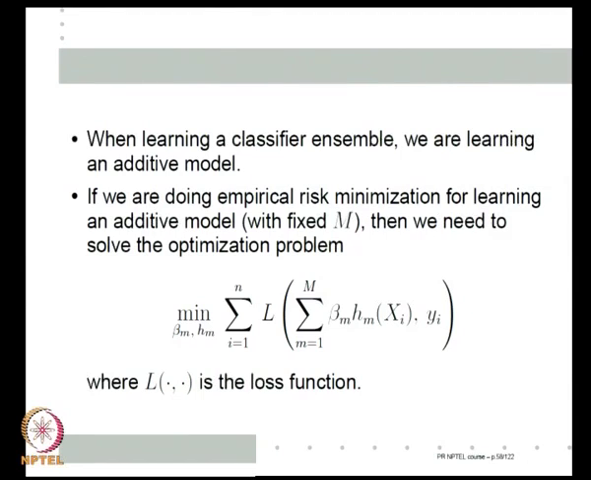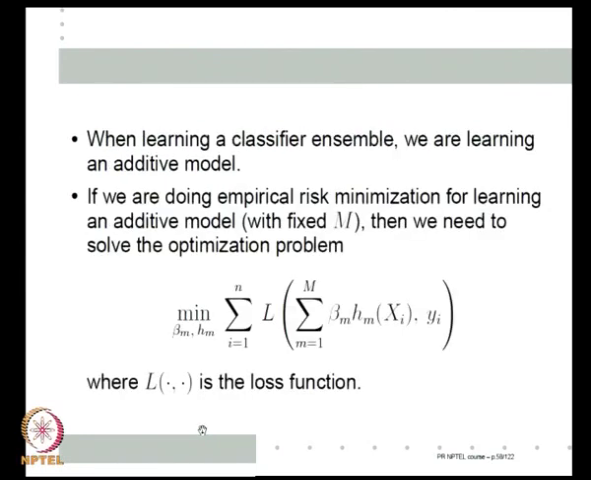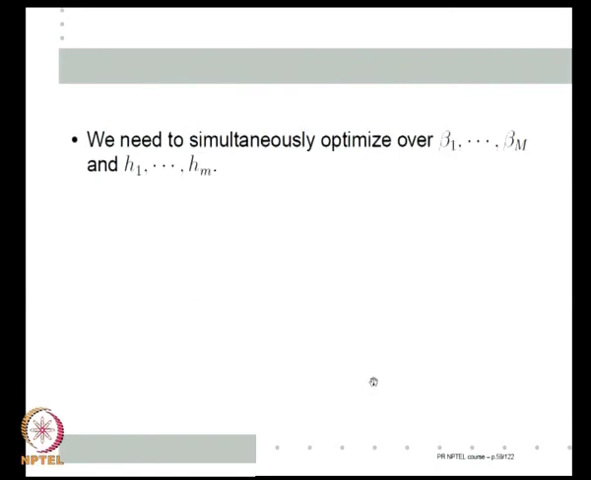In our particular case, L(h(x), y) is exponential of minus y h(x). So, it will be exponential of minus y_i into the sum. That will be the empirical risk with respect to exponential loss, and that is what we want to minimize. Of course, this minimization is over beta_m and h_m, m equal to 1 to capital M. We have to learn all of them: beta_1, beta_2, up to beta_M, and h_1, h_2, up to h_M. So, we have to simultaneously optimize over beta_1 to beta_M and h_1 to h_M.